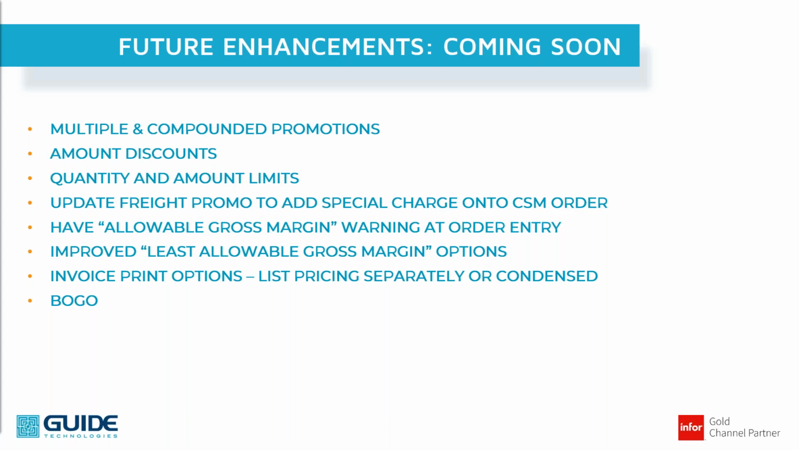We're also looking at quantity and amount limits. So again, right now we have a quantity maximum, but we do not have a quantity minimum requirement. So we're going to institute a quantity minimum, and we're also going to look at dollar amounts on both ends. You have to spend X number of dollars, or it stops once you've spent X number of dollars.